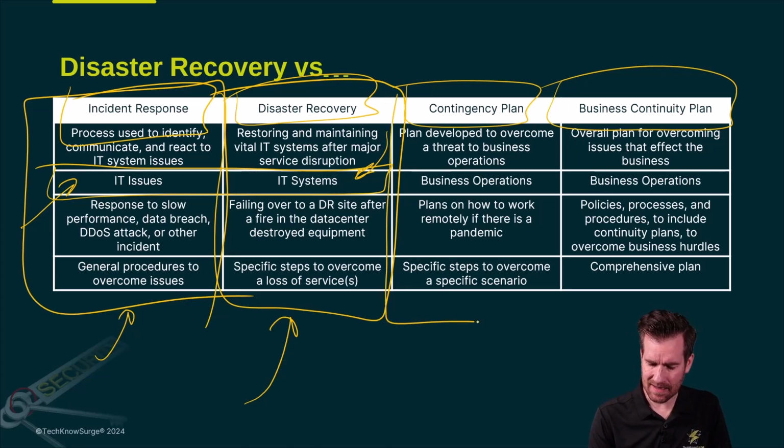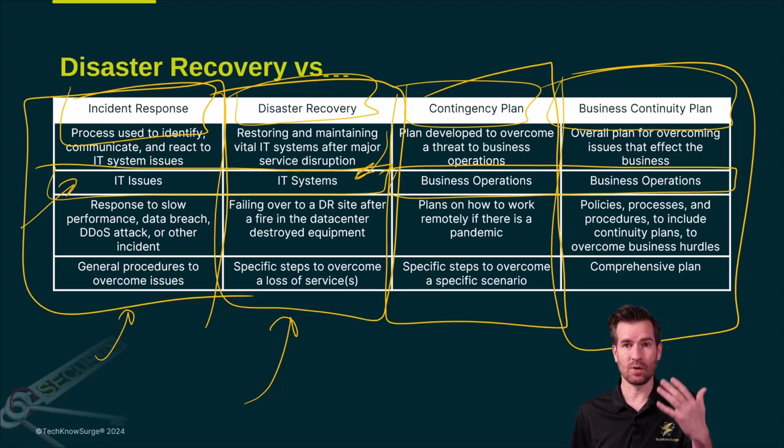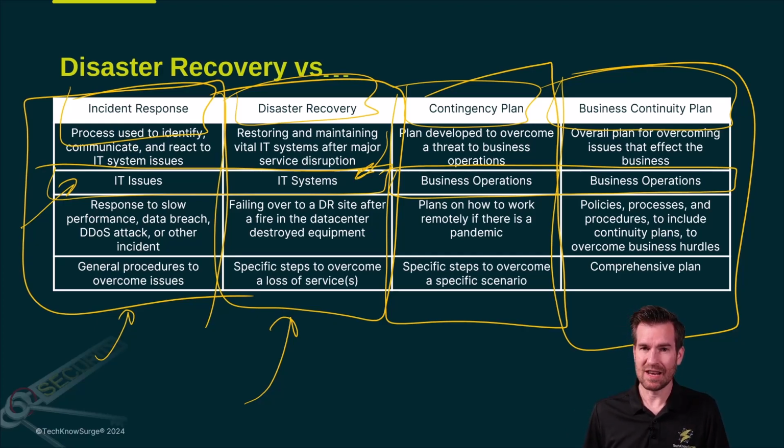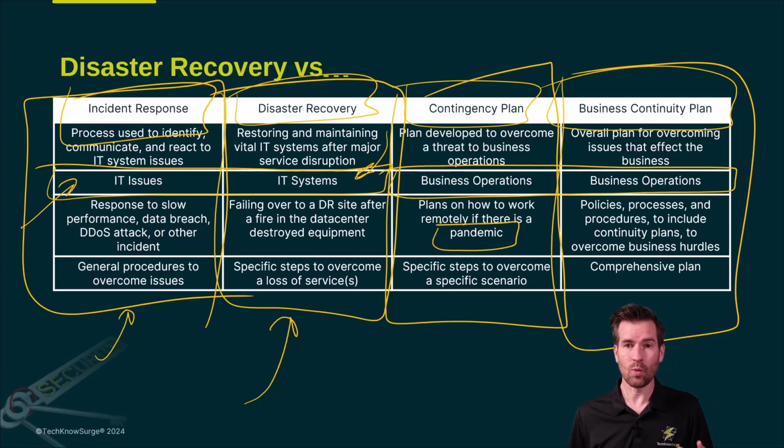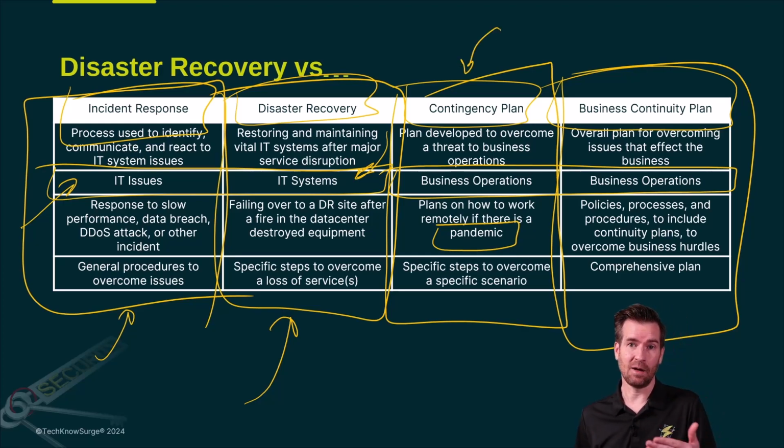A contingency plan and a business continuity plan are bigger in scope in that they're talking about business operations. How are we going to come up with solutions when business operations are interrupted? And so not just IT solutions, not just technical solutions. A good example is a contingency plan. We may have a contingency plan for when there's a pandemic and everybody has to start working from home.